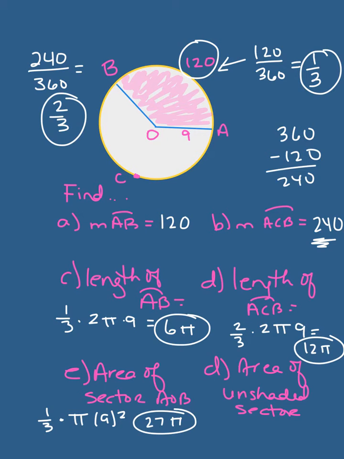Now, if I'm looking at the area of the unshaded sector, again, we talked about the fact earlier that that makes up 2/3 of the circle times pi, and again, 9 squared. So that equals 54 pi is the area of that unshaded sector.